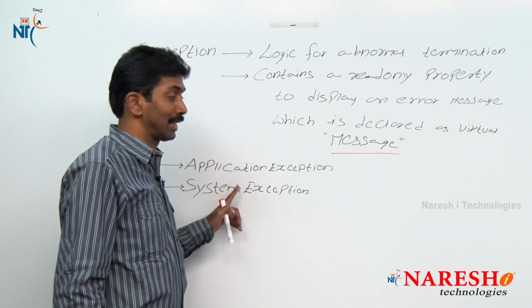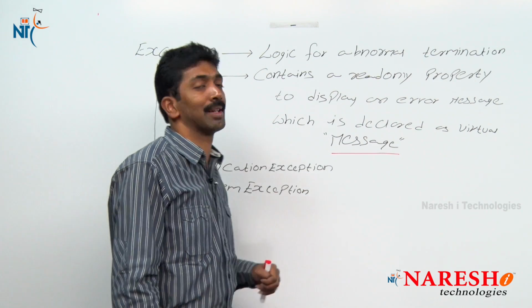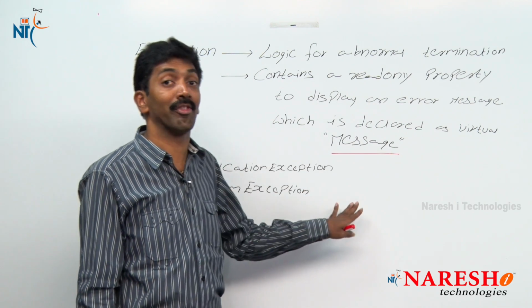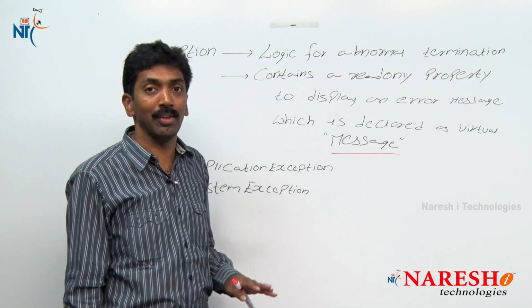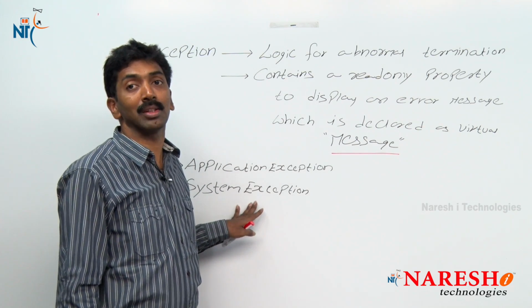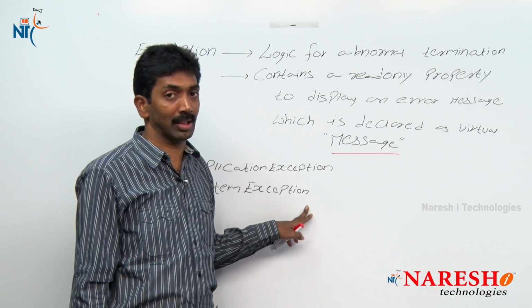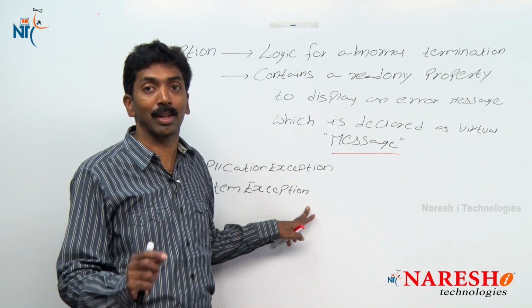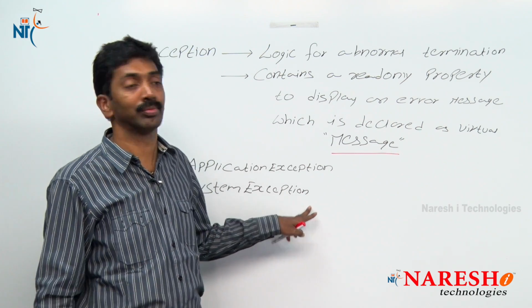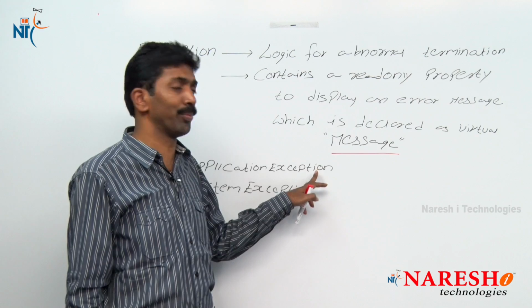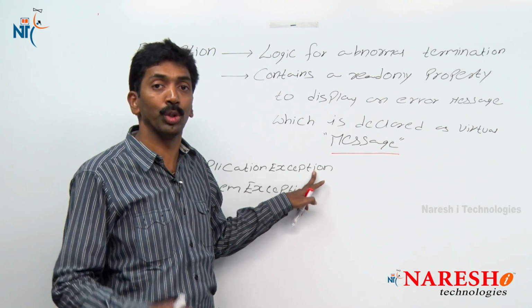What is an application exception? What is a system exception? Application exceptions are non-fatal errors and system exceptions are fatal errors. Basically, what is a non-fatal error and a fatal error? Fatal errors mean these types of actions should never be performed, so the system will not allow you to perform them. Application exceptions mean we can perform these types of actions, but we don't want to perform them.